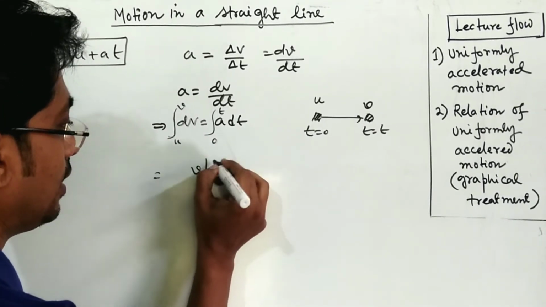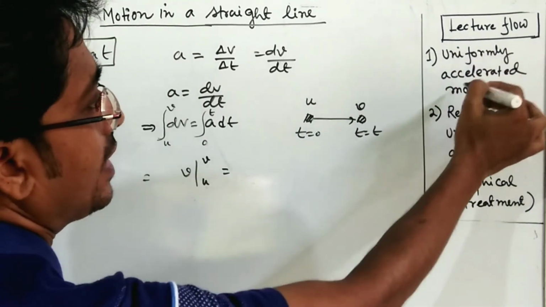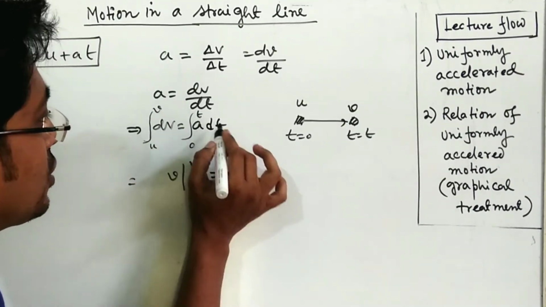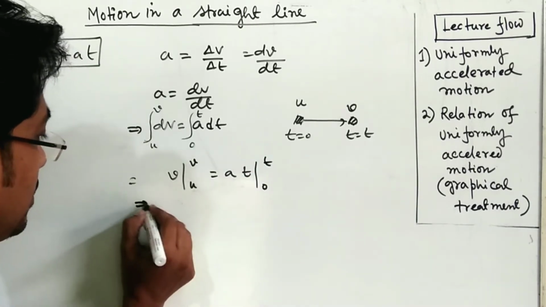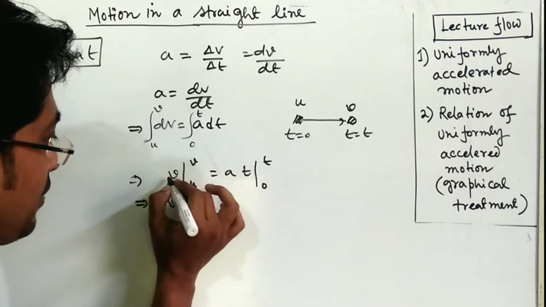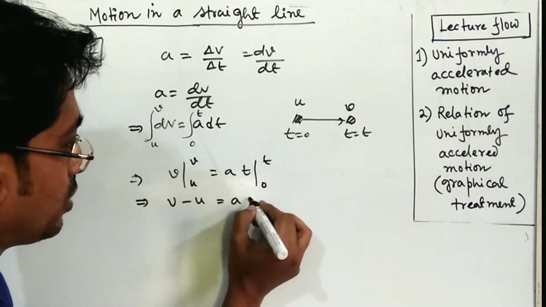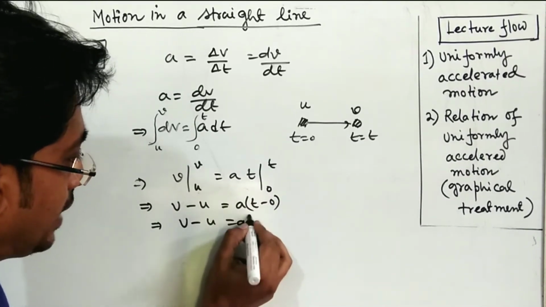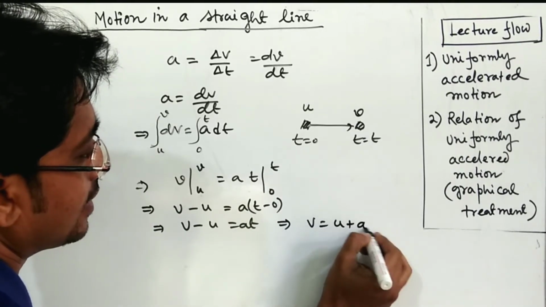Then put the limit, then a will be constant. Here uniform accelerated motion means a is constant. So the integration of dt will be t, and then put the limit, that is 0 to t. Now v, upper limit minus lower limit, is equal to a, upper limit minus lower limit, then v minus u is equal to at. So it will be v is equal to u plus at.